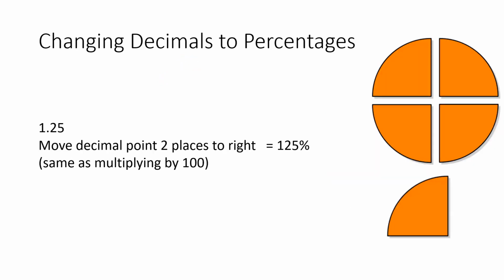Changing decimals into percentages. Once again, just move the decimal point 2 places to the right, which is the same as multiplying by 100. And in this particular case, I've got 1.25. That becomes 125%.